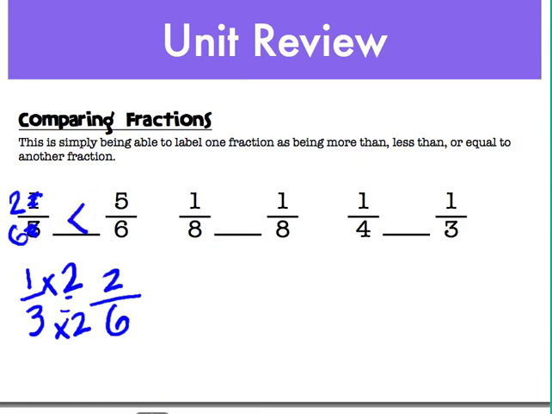Okay? Here, this is pretty easy to see that 1/8 and 1/8 are equal to one another. So simple. Good job. Now, this is easiest to do with a decimal conversion. If we know that 1/4 is 25 cents, and 1/3 is approximately 33, and if we were getting money for it, it'd be 33 cents. Which one would you rather have, 33 cents or 25? Well, I don't know about you, but I would rather have 33. So, we know that 1/3 is more than 1/4.